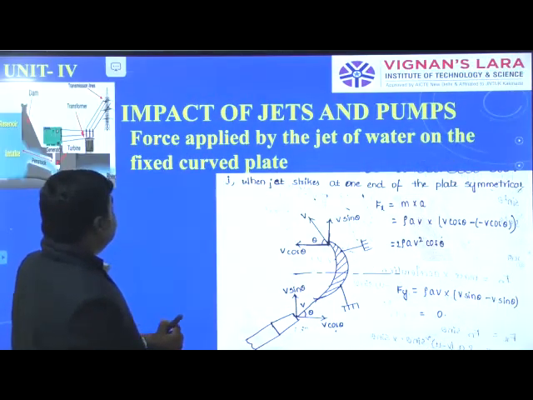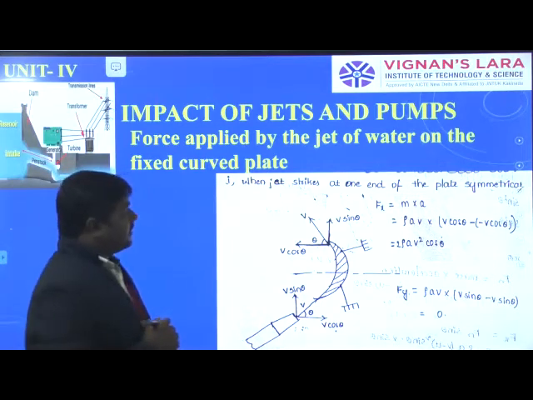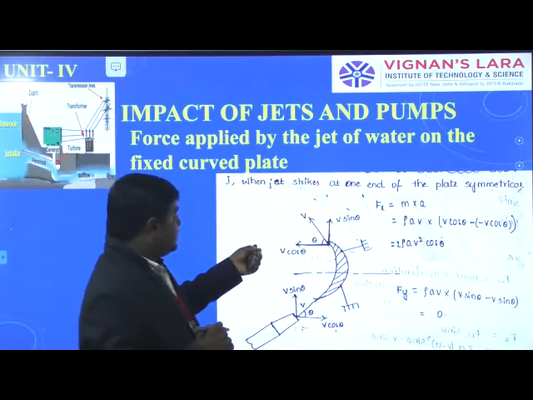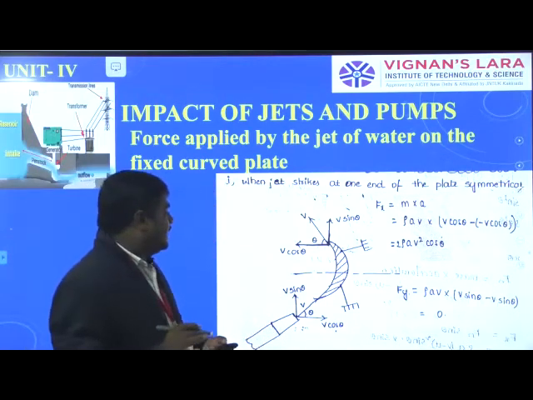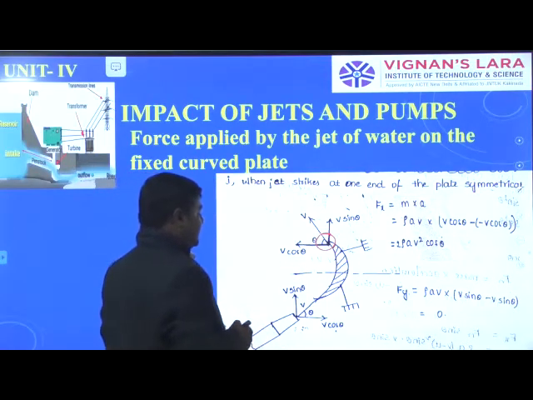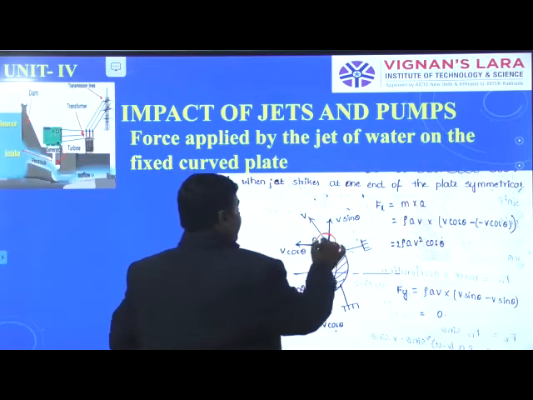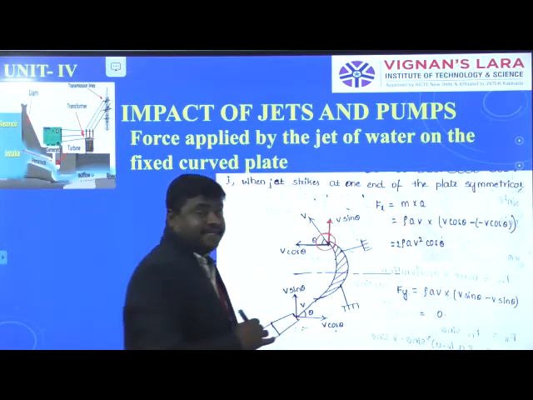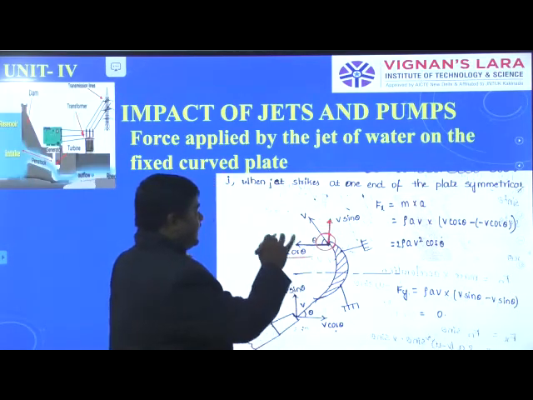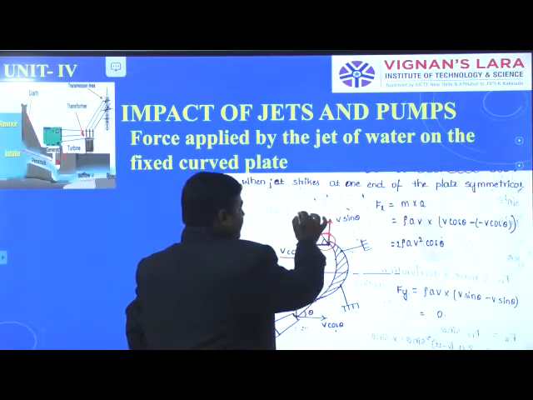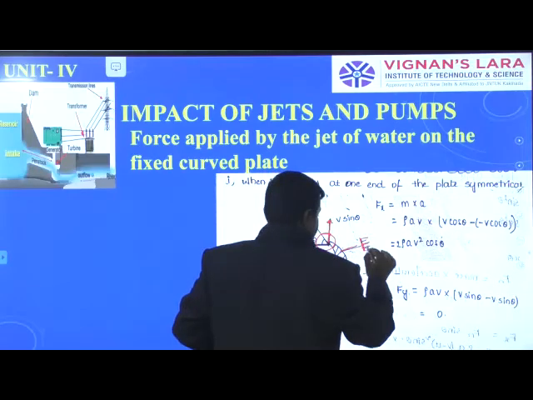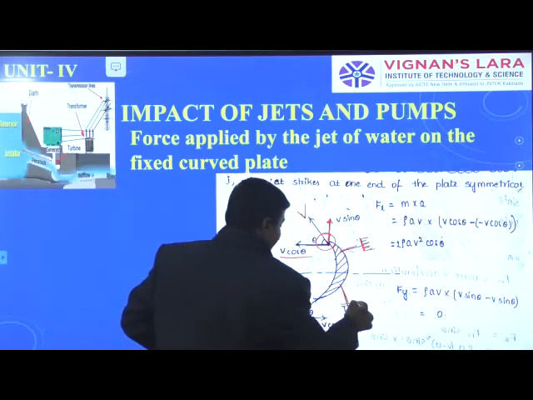In this force applied by the jet of water on the fixed curved plate, the jet strikes at one end of the plate, which is symmetrical. This is the y direction, v sin theta, and the x direction, v cos theta. The angle between the x direction and the velocity is theta. This is one fixed end, and this is the other fixed end of the symmetrical curved plate.